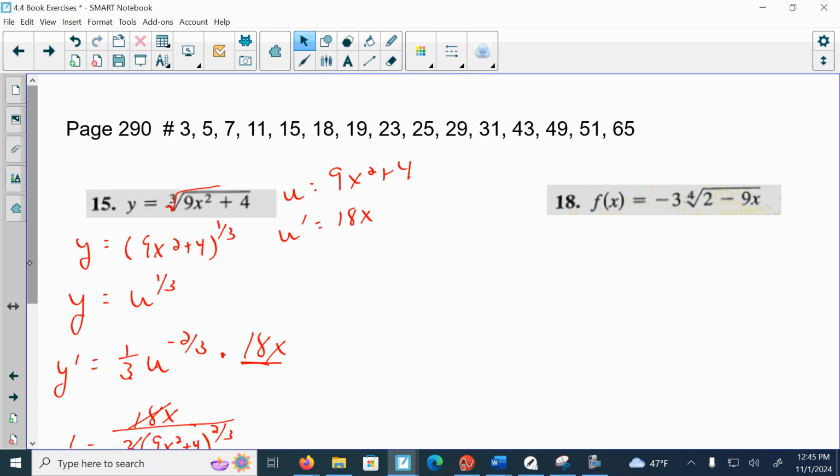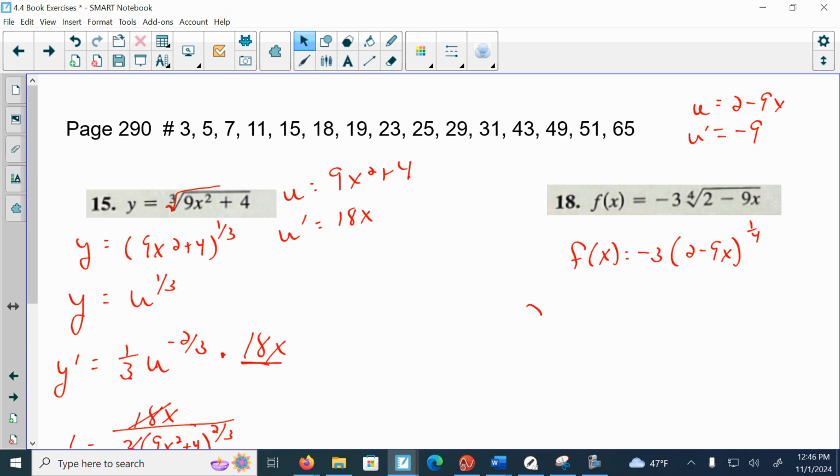Okay, number 18, I am going to rewrite that as negative 3 times 2 minus 9x to the 1/4 power. So I'm going to write this up here. My u is going to be 2 minus 9x. The derivative of u is going to be negative 9.